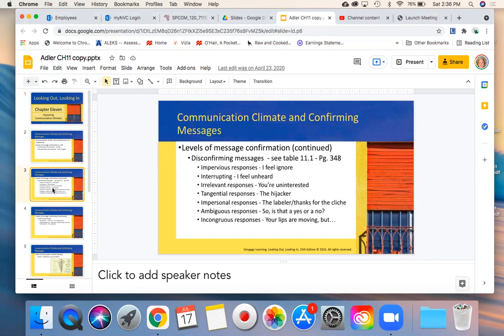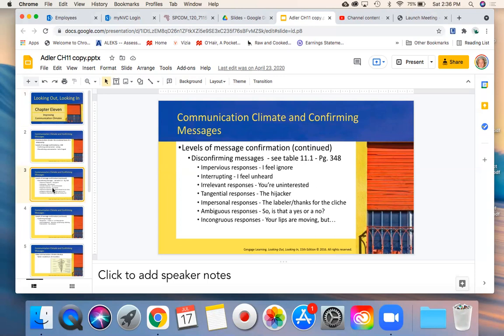Okay, levels of message confirmation. So here are some disconfirming messages. You can also match this up with the table on 348, table 11.1, and your book goes into great detail. I'm going to give you a summary of each of these. The first level of a non-confirming message would be an impervious response. I put in there what the person might feel if they were subject to an impervious response, which is I feel ignored. And your book briefly says that it doesn't acknowledge the other person's message.